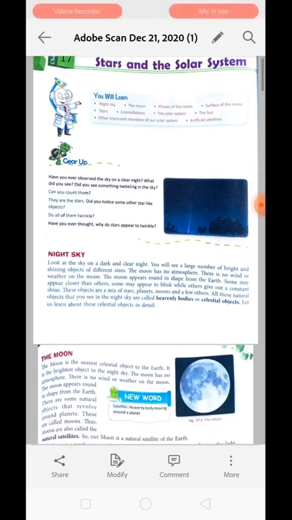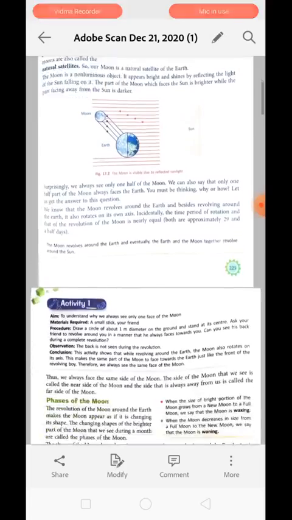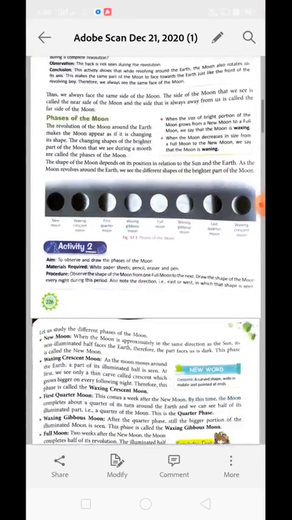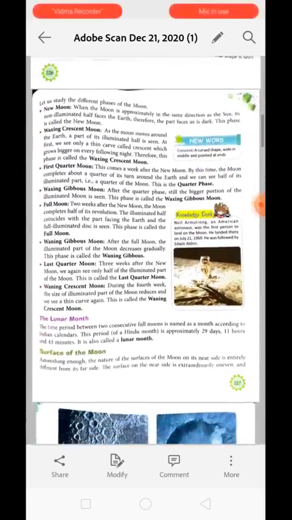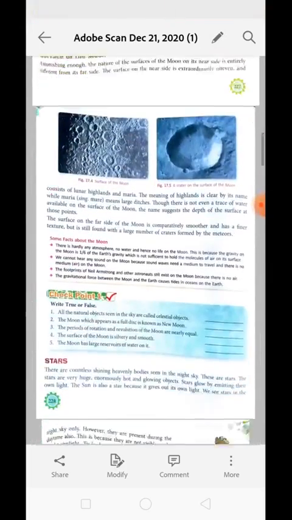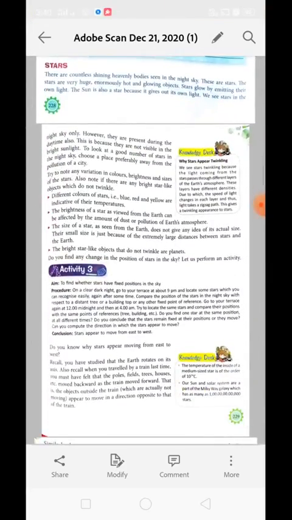In the previous video we learned about the moon, the surface of the moon, phases of the moon, and the lunar month. Now today we are going to talk about stars that are twinkling in the night sky.